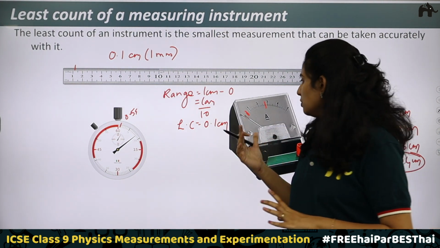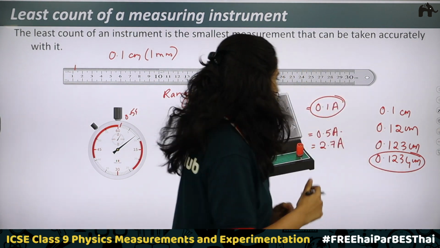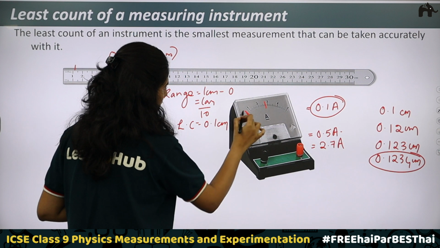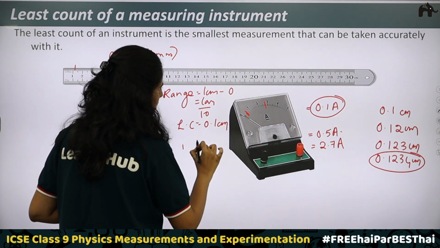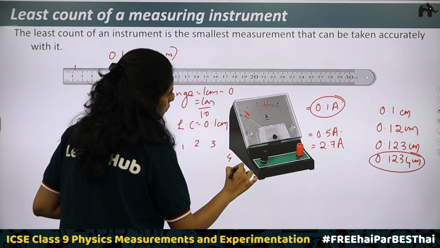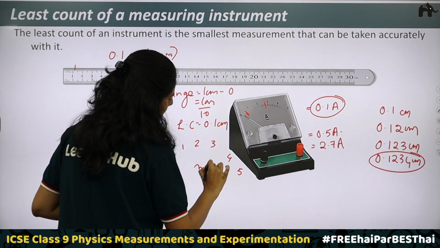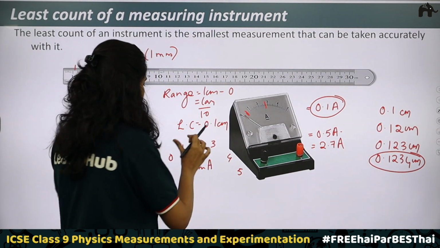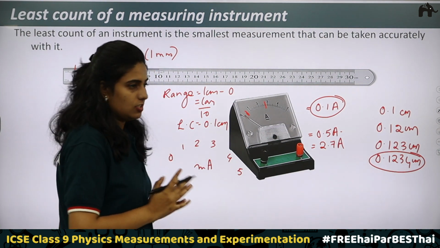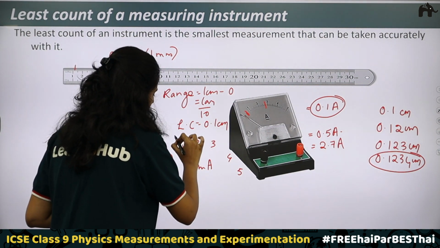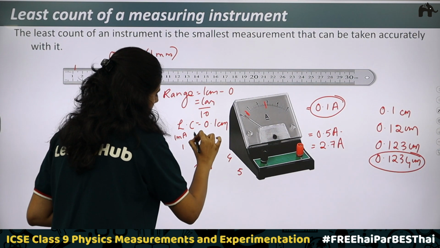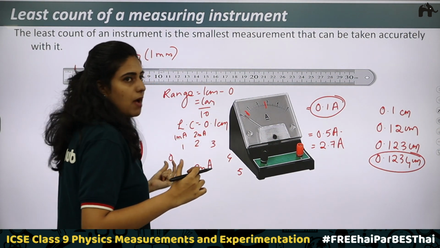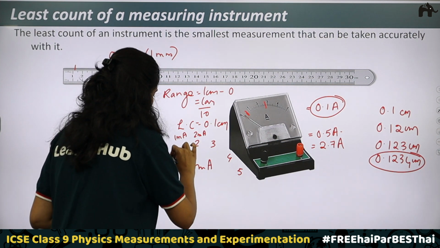Clear? If you take the case of a milliammeter, it will be like 0, 1, 2, 3, 4, 5. The current is measured in milliamperes. In that case, what will be one division? Here, this is 1 milliampere, this is 2 milliamperes. Here, what is the range? 1 milliampere minus 0. You will have 10 divisions.